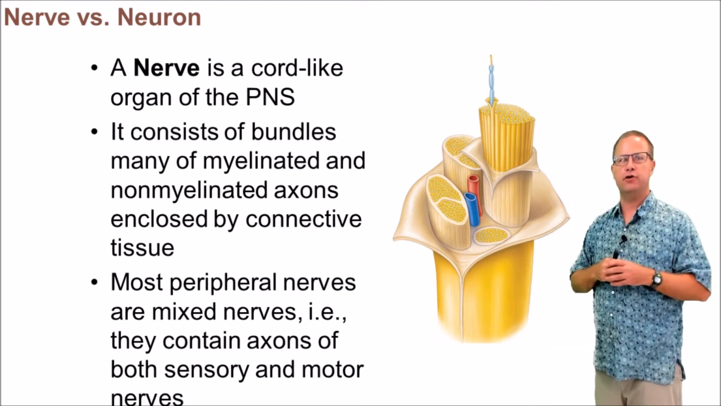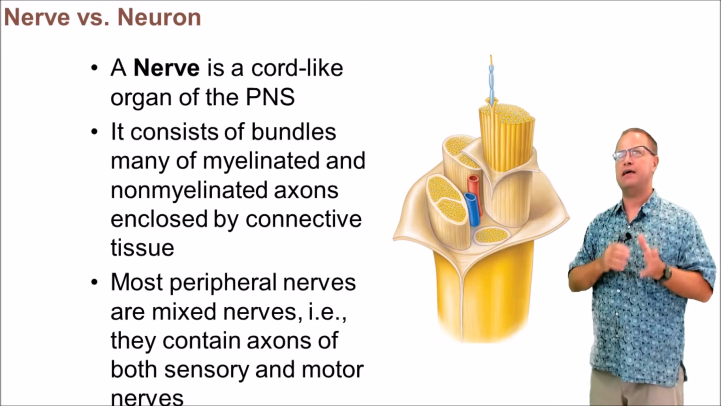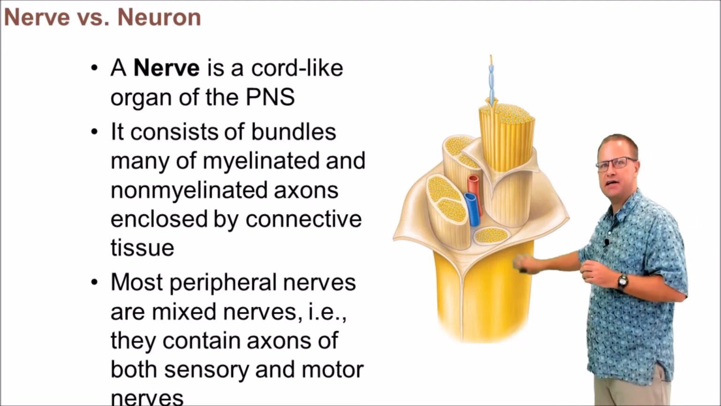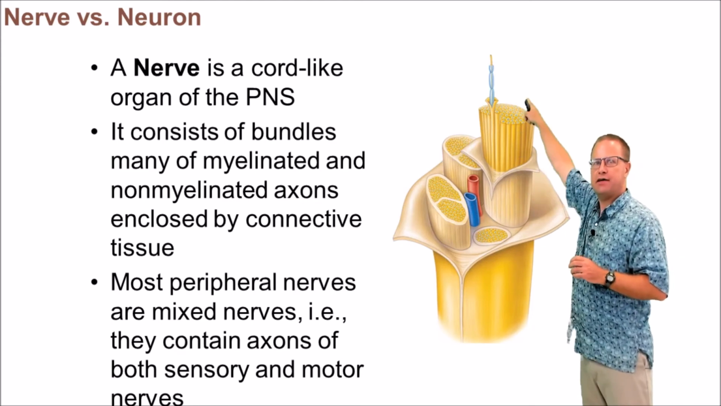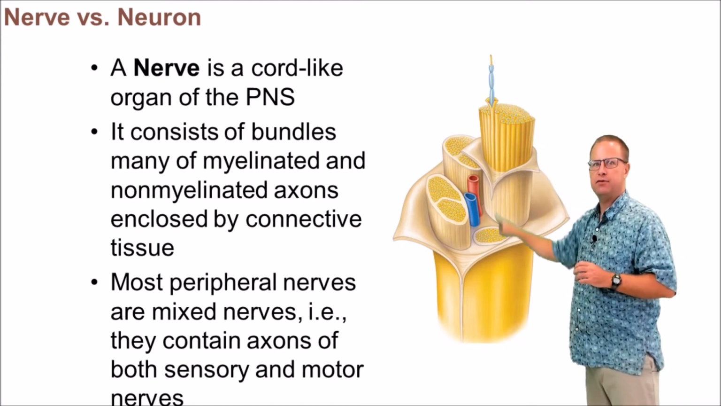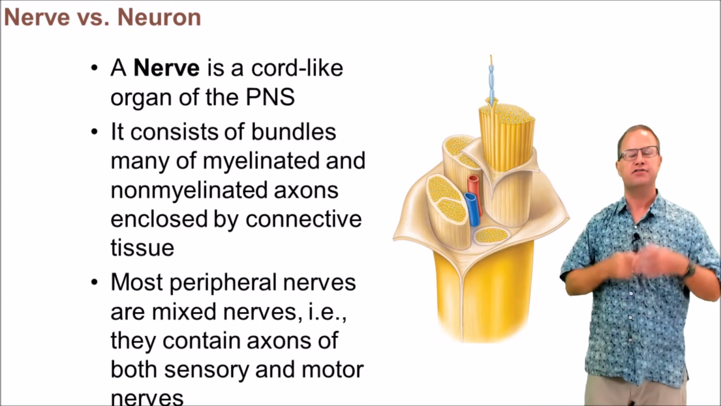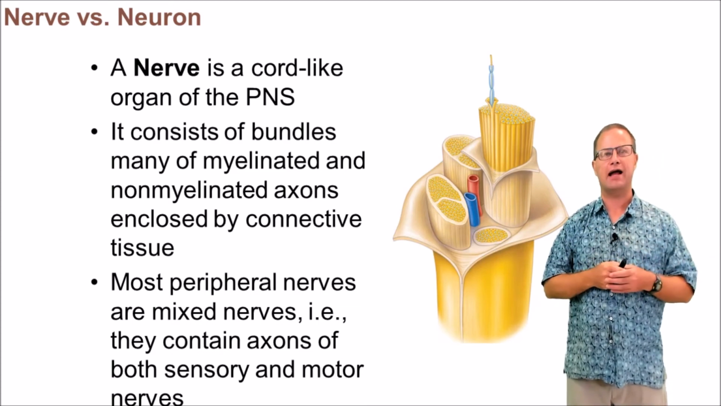Now, most peripheral nerves are what we call mixed nerves. What that means is they contain both sensory axons and motor axons. So if we looked at this individual nerve, we'd see some information traveling this way, that would be sensory, some information traveling that way, that would be motor. So mixed nerves have both sensory and motor axons.